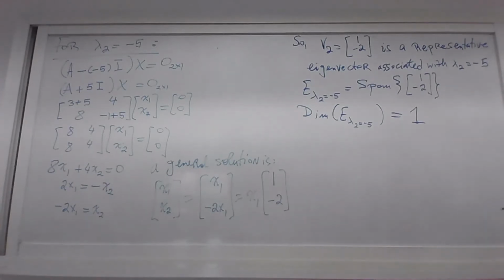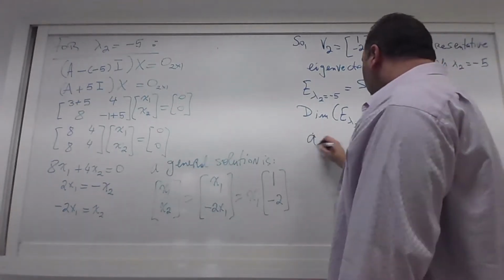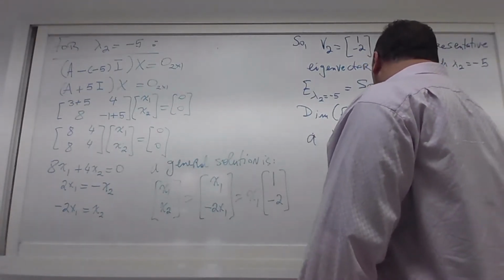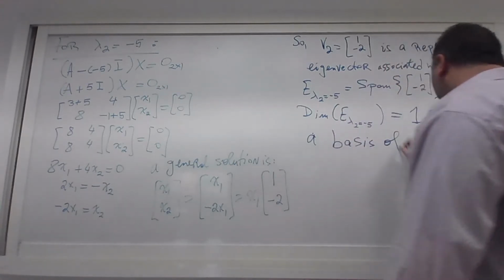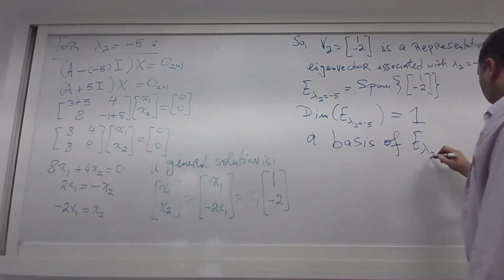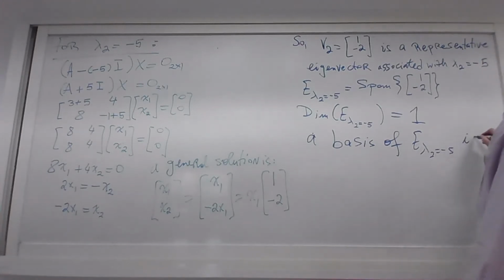The basis for this eigenspace, one of the bases, so it is vector 1, negative 2. It could be also negative 1, 2. It could be 10, negative 20. Doesn't matter, any scalar multiple except for 0 could do the work. So that's how we find eigenvalues and eigenvectors.